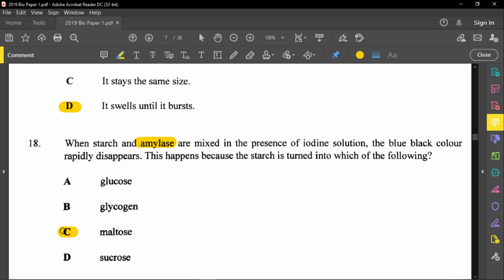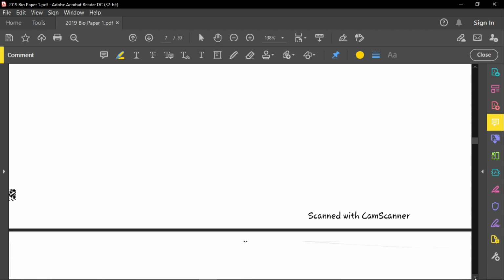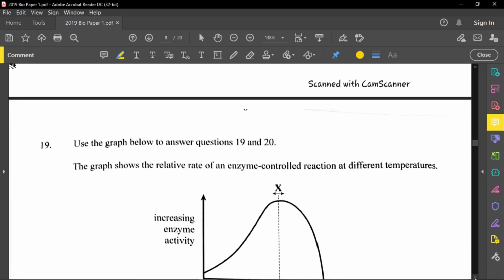Now what I want to point out to you is that maltose will eventually break down into glucose. That's very important. To point this out again, starch is a polysaccharide, maltose is a disaccharide, and glucose is a monosaccharide. Glucose will be absorbed inside of the body. All right, so let's go to question number 19.